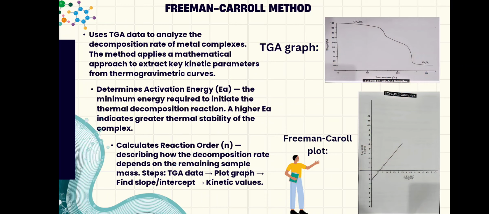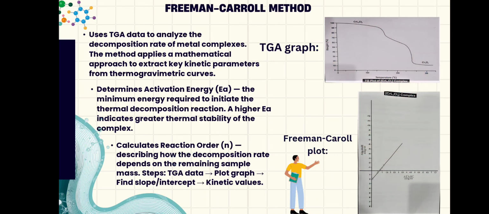Once we obtain the TGA data, we can use different kinetic methods to analyze it. One of the most widely used methods is the Freeman-Carroll method. This method applies mathematical calculations to the TGA data to determine two important kinetic parameters. The first is activation energy, represented by Ea. It is the minimum amount of energy required to start the decomposition reaction. Generally, a higher activation energy indicates greater thermal stability of the metal complex. The second parameter is the reaction order, represented by a small n. It describes how the rate of decomposition depends on the amount of sample remaining.